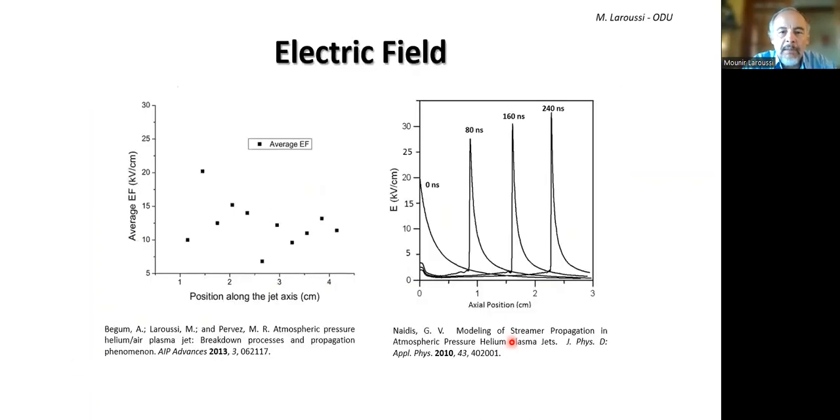I also mentioned at the beginning the effect of the electric field. As you all know, we do have electric field present, and plasma jets have quite high electric field. This is a measurement done in my own lab back around 2013, where we measured up to 15 kilovolt per centimeter at the tip of the plasma jet. To the right is a simulation done by George Nadis, which shows the electric field both in axial position along the jet and at different times.